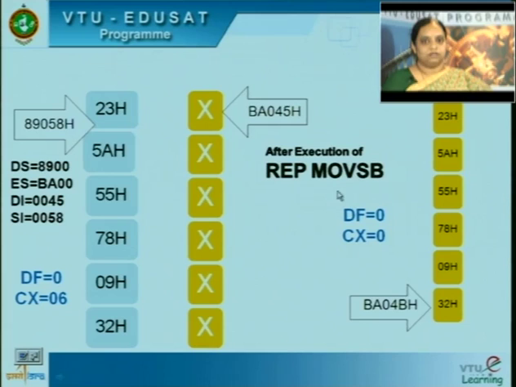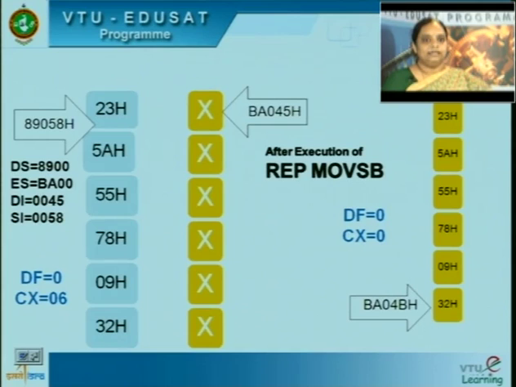The first time you execute MOVSB, CX will become 05. So these two are pointing to the next locations, and so MOVSB will be executed again. So 5A also will be copied. Then again CX is decremented, CX becomes 4, and what about the pointers? Pointers will now point to the next location, that is 55, and again this MOVSB will be executed, so 55 is copied. So all this will happen in parallel.